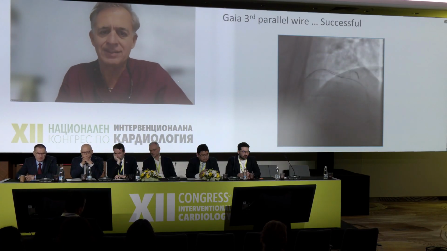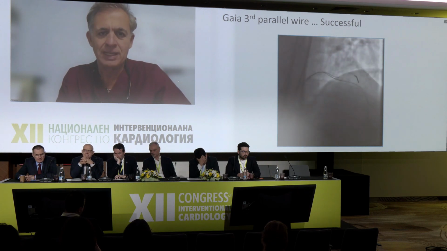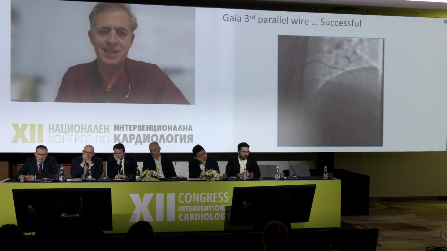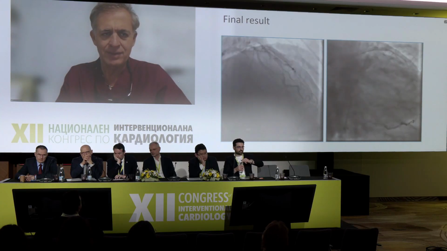So this is an antegrade wire escalation. So this is a step up with Gaia Third. And I was able to cross successfully the ostial LAD CTO with a very good final result.